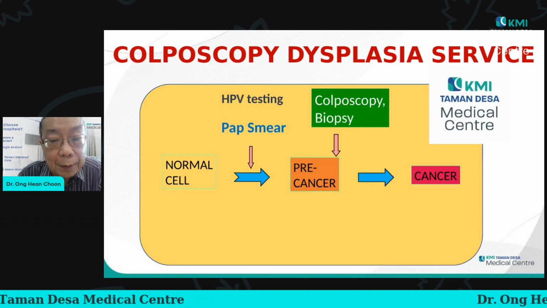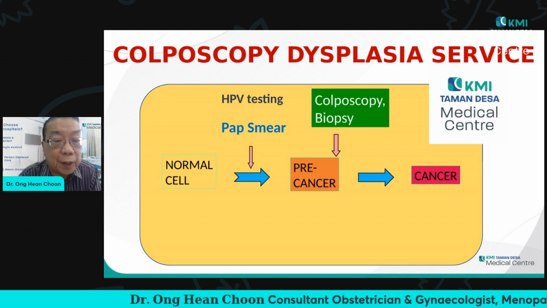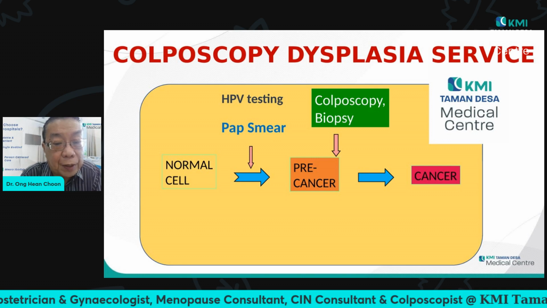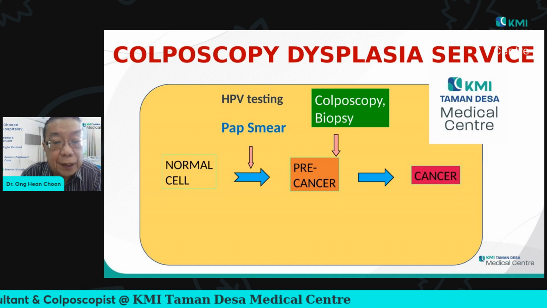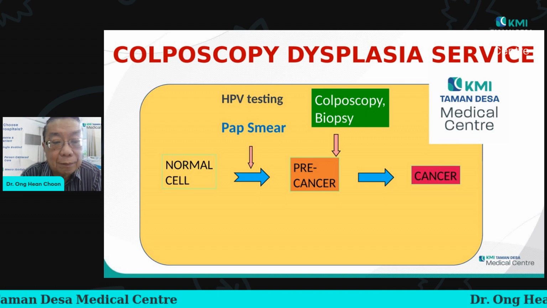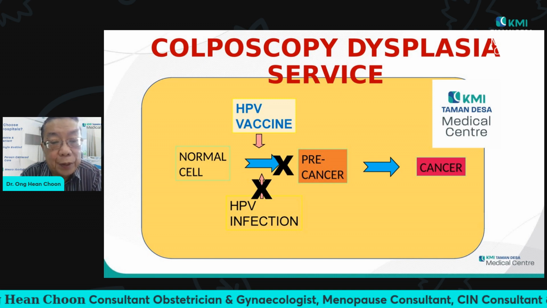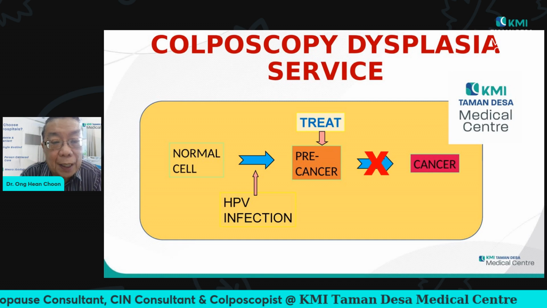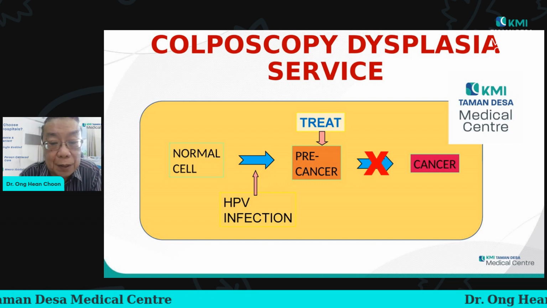So in our center, in KMI Taman Desa, in our efforts to try to prevent cervical cancer, we have HPV testing available. We offer pap smear screening, especially LBC and HPV DNA typing. If there are any abnormal smears, we have the facilities for colposcopy and for biopsy. This is what we have in our own medical center. With a vaccine, we hope to prevent infection and therefore, as I said earlier, to prevent pre-cancer changes. And also, if we treat pre-cancer, then we can prevent cancer. And we have the treatment facilities in our hospital, as I had mentioned much earlier in my slides.